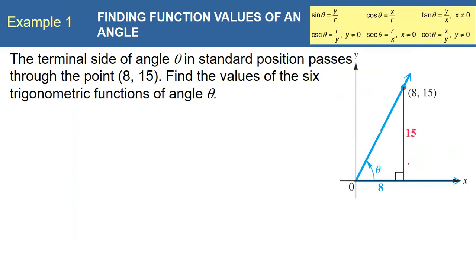So from here, what's given to us? X and Y. We know that x equals 8, and we know that y equals 15. And how do I find the R? There we go. So we know that R squared equals our 8 squared plus our 15 squared.